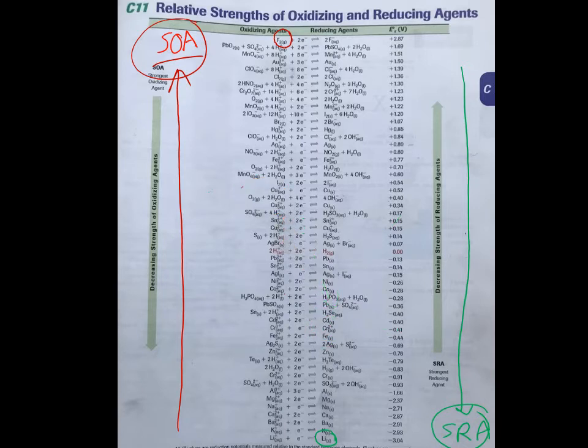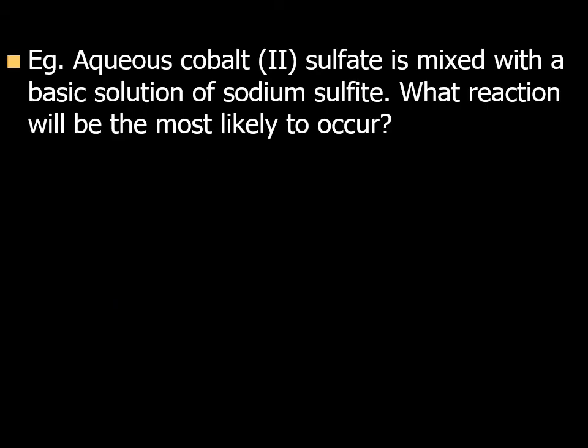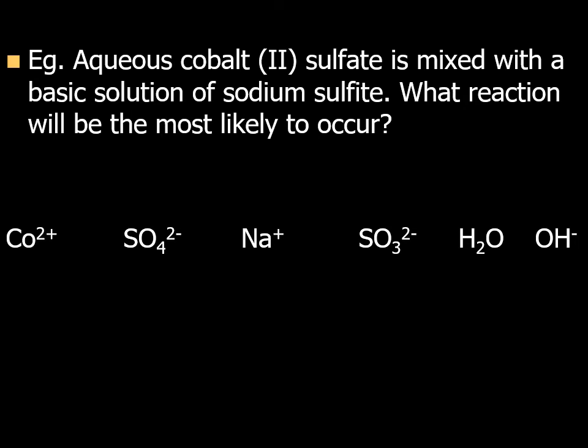So essentially, what we're going to be looking for is, do we have our strong oxidizing agents? We'll go through the list. And do we have any strong reducing agents? We'll go through the list of the things we have. And of those that we have, are we going to actually get a reaction? And if so, what is it? So let's say we had aqueous cobalt-2 sulfate mixed with a basic solution of sodium sulfite. What reaction is most likely to occur? So the first thing is make sure you know what you have. And so write down the actual species, understanding that if you have an ionic substance that is aqueous, you actually have the ions of it, and you don't have other things.